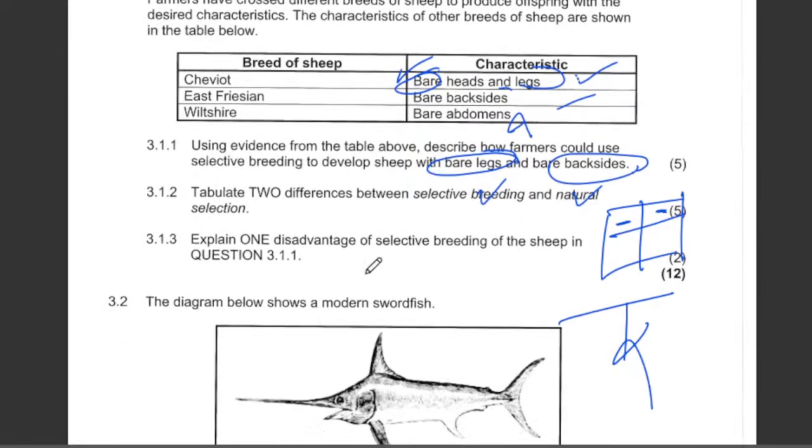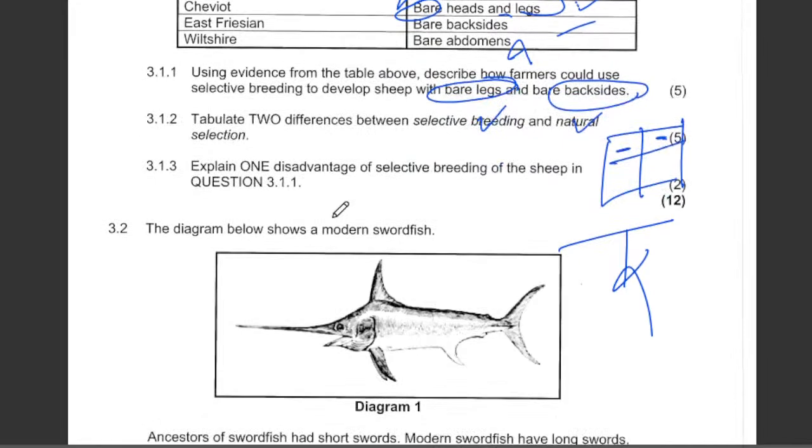So whenever you're doing selective breeding, you are not leaving nature to select against those who are not the best suited. Then you are doing some disadvantages to the animals.